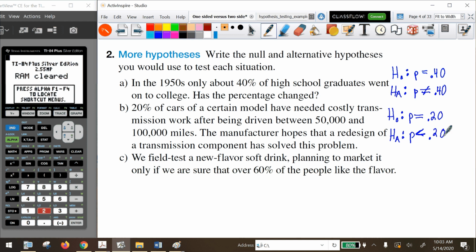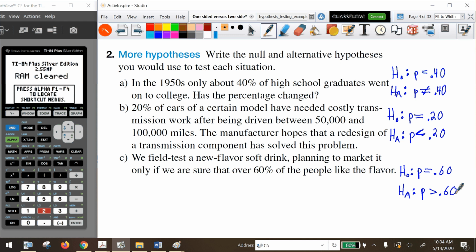All right. One more. We field test a new flavor soft drink, planning to market it only if we are sure that over 60% of the people like the flavor. So before, our null hypothesis is that only 60% of people like the flavor, and we're going to market this soft drink if we can find that more than 60% of people like the flavor. So that's what we're going to test as our alternative hypothesis.